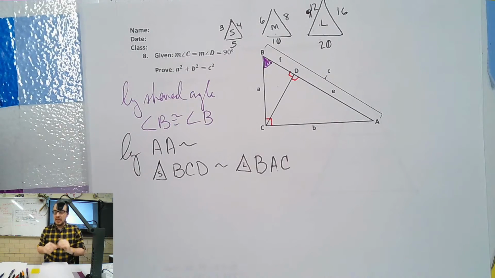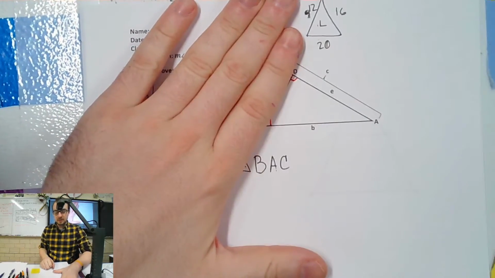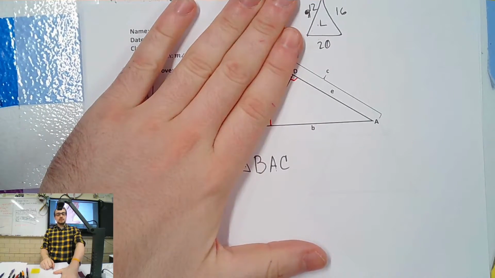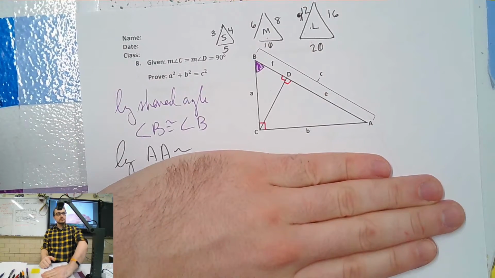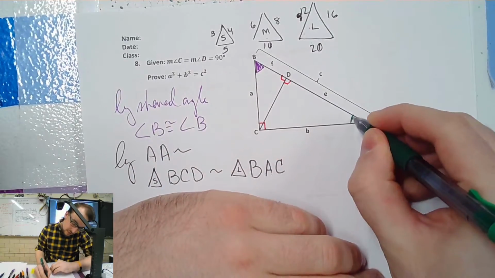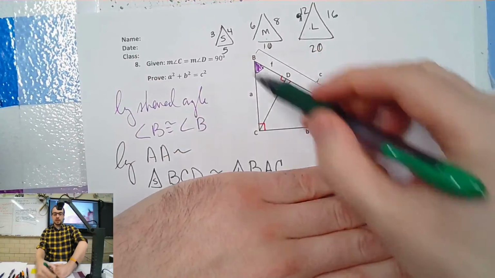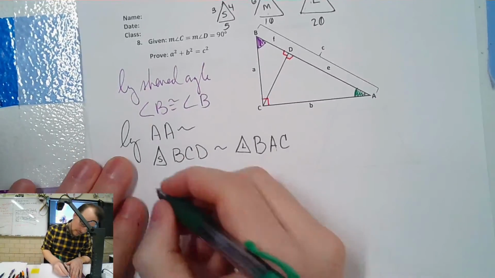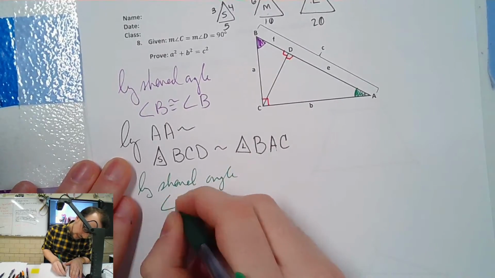Cool. Now let's get our other triangles together. We have small and large together. Let's get medium and large together. So the medium triangle and the large triangle. What angle does the medium share with the large? They share A. Do you see it now? The medium triangle has A. The large triangle has A. By shared angle, angle A is congruent to angle A.